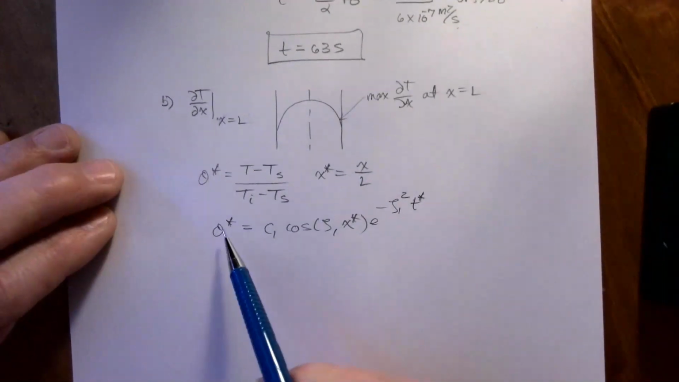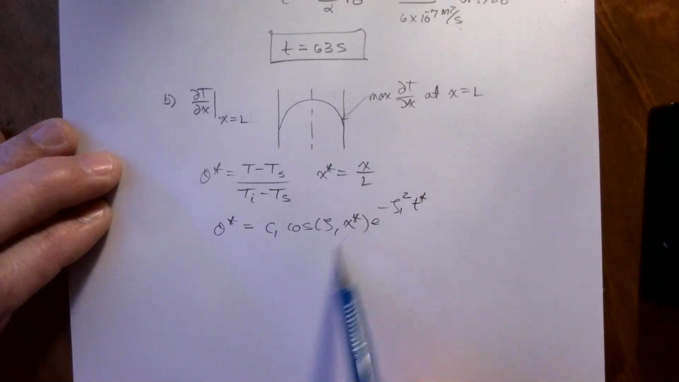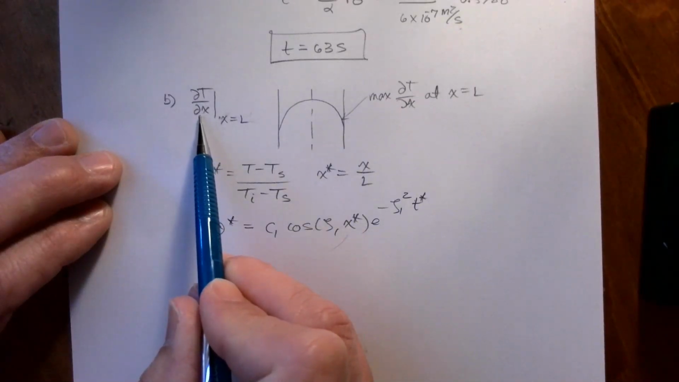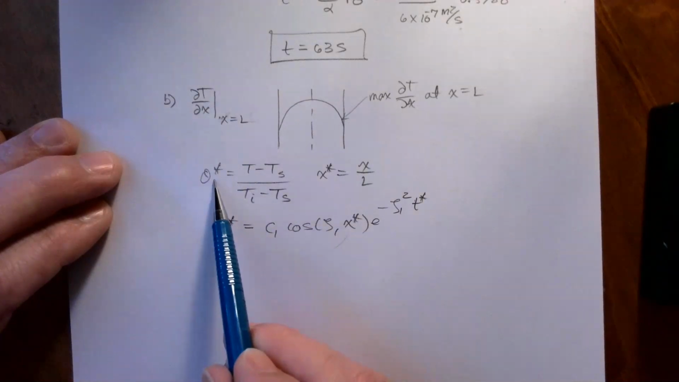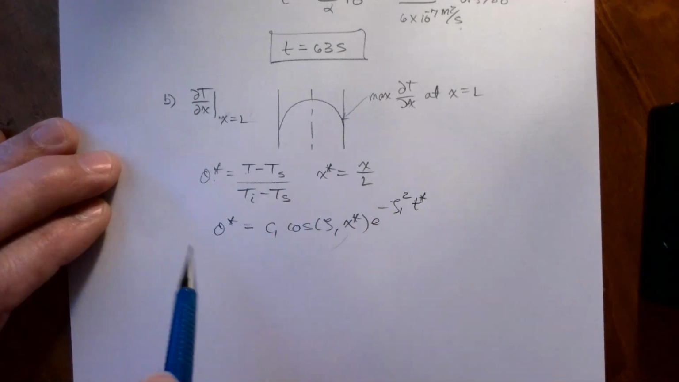Alright, so we can take a partial of theta star with respect to x star, but that won't be the same as the partial of T with respect to x. But we can convert it, right? Because we have the definitions. We know how to get between theta star and T and x star and x.